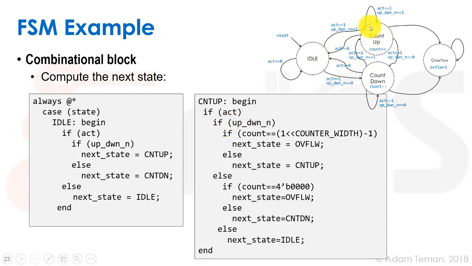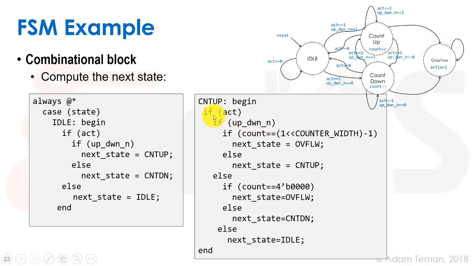Next, we can go over to the count up. It's a bit more complicated. What do we have in the count up? We have this arrow. When act goes to 0, we go to idle. When act stays at 1 and up down stays at 1, we'll stay in count up. And when act stays at 1 but up down goes down, we'll go to count down. On the other hand, we have this arrow that when there is the overflow condition, we have to go into overflow.